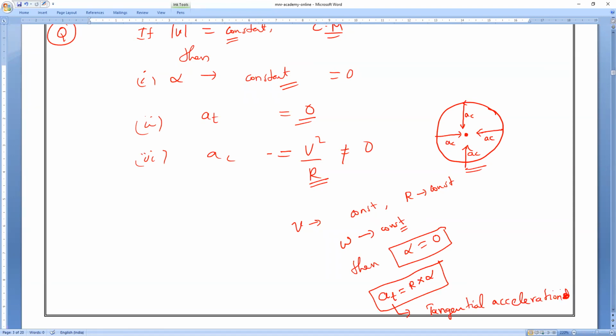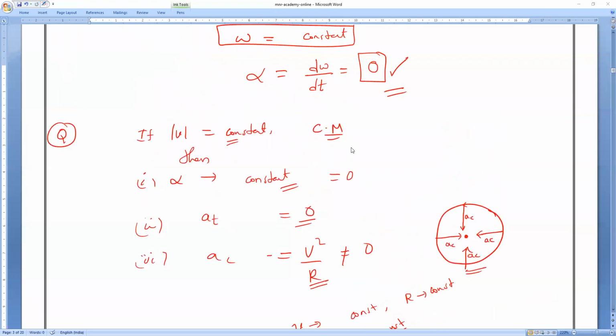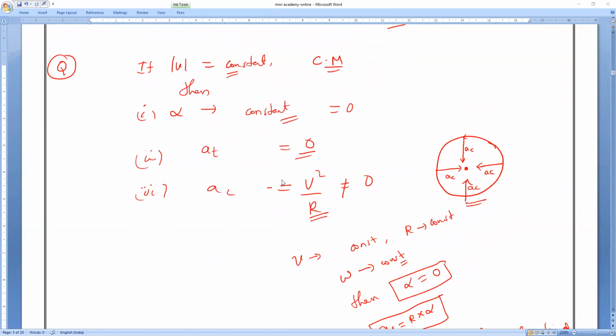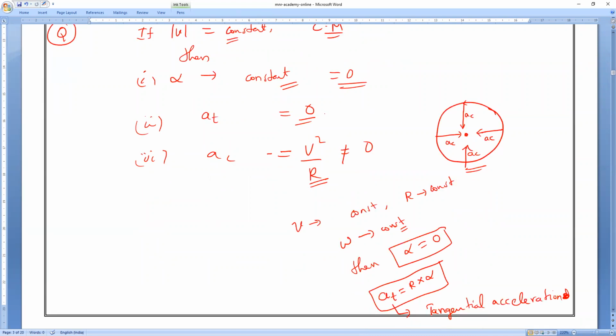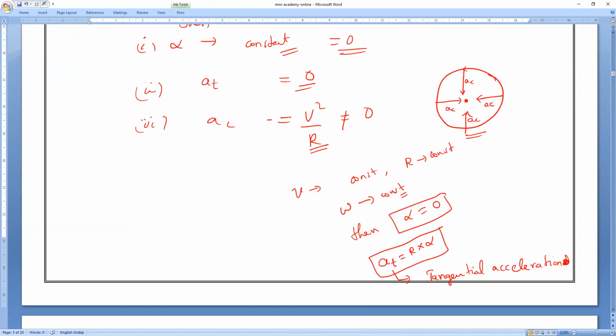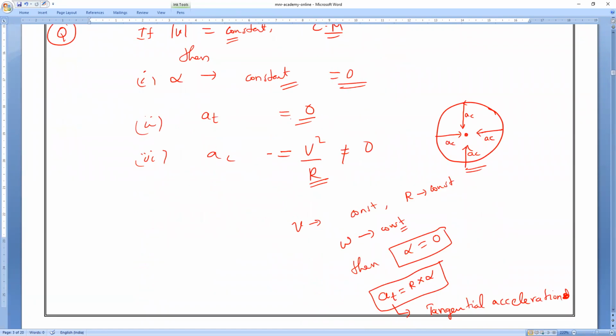So this is about the fourth type of acceleration. I hope you all understand. Anyone having any doubt, you can ask me. Clear, guys? So when v is constant, automatically two accelerations become 0: tangential acceleration and angular acceleration. That is what you have to remember. This is about the types of accelerations.